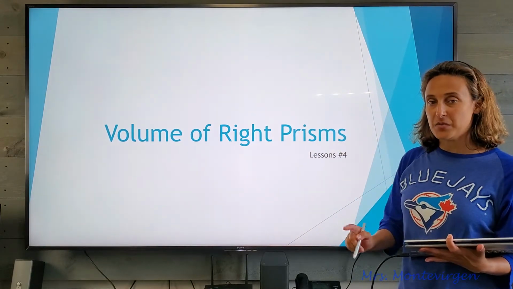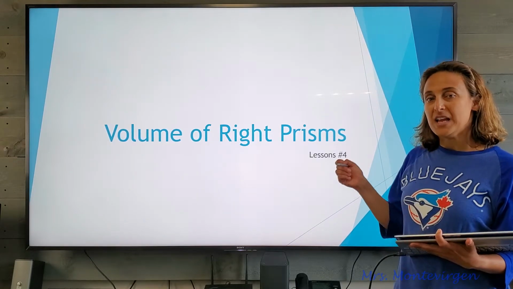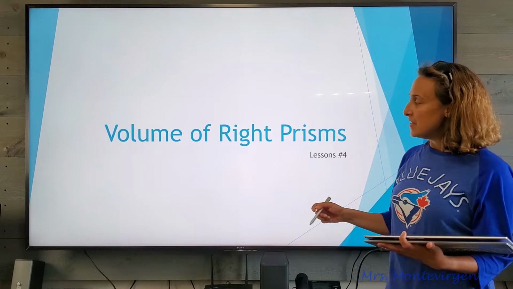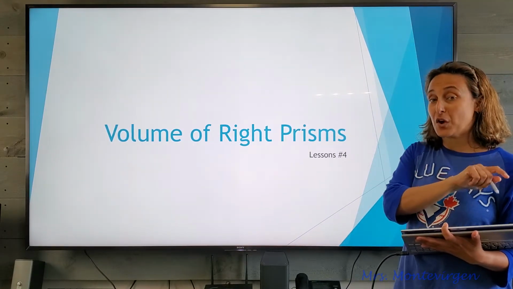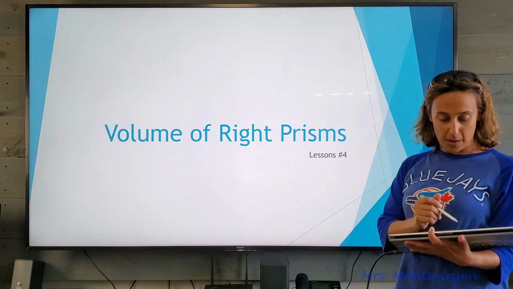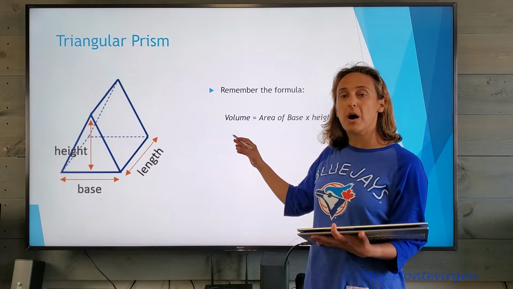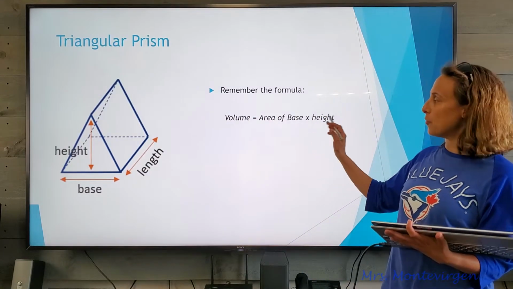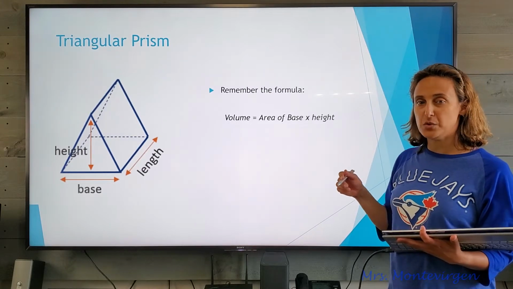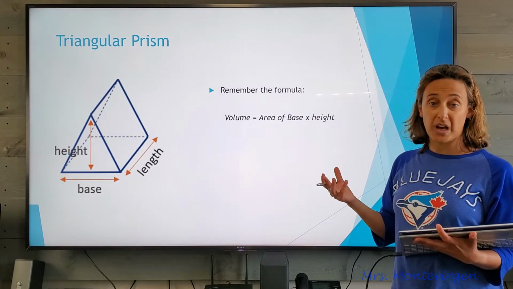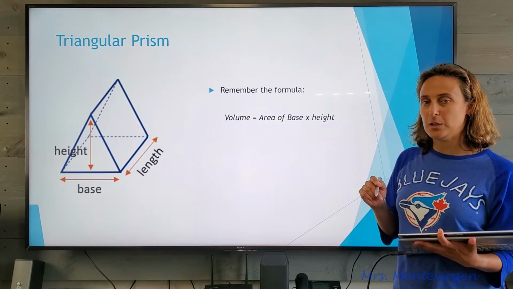Now, the nice thing about this lesson is that we're going to use information that you've already gathered in previous lessons, namely the lesson where we did volume of rectangular prisms. Hopefully you haven't forgotten that formula because it's going to come back and help us right here. If you think back to that lesson, in order to figure out volume, you're going to do the area of the base and multiply it by the height. We remember that.